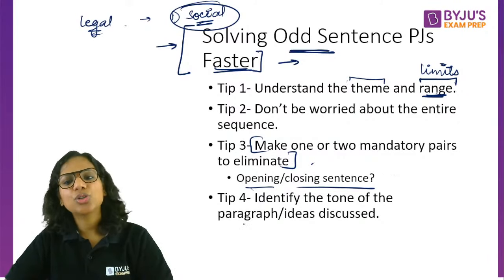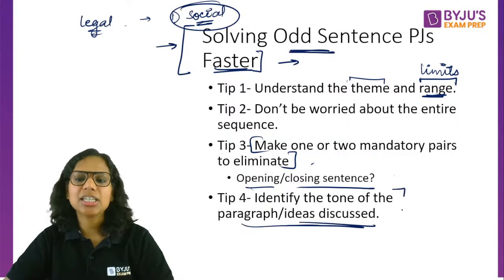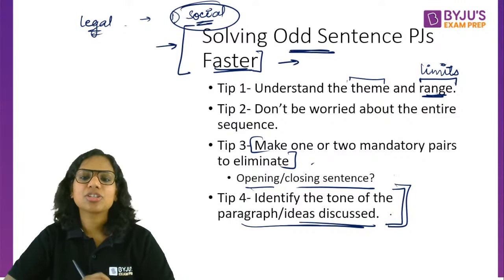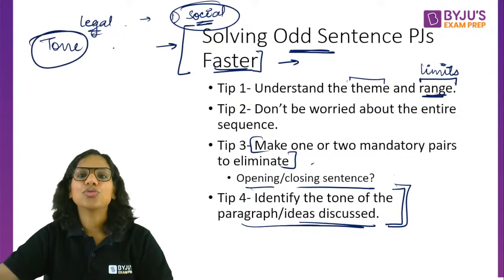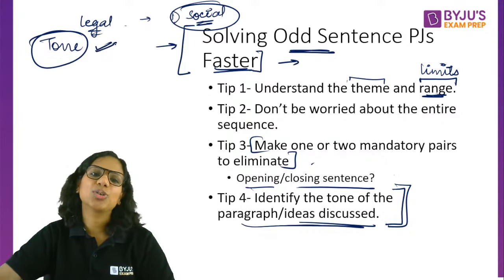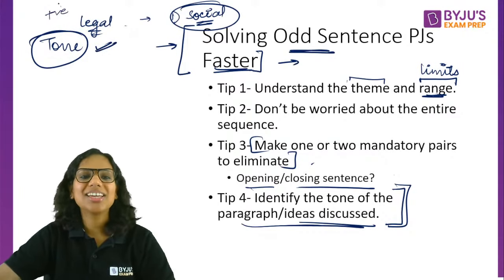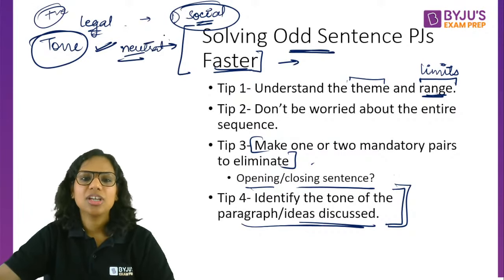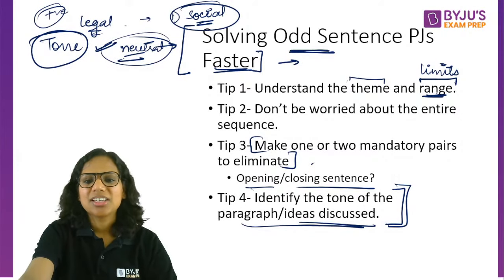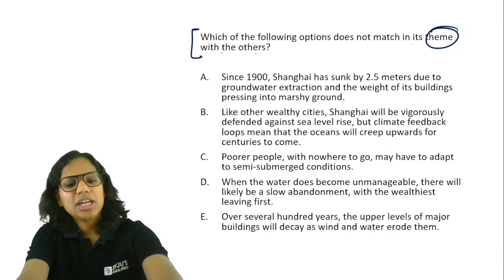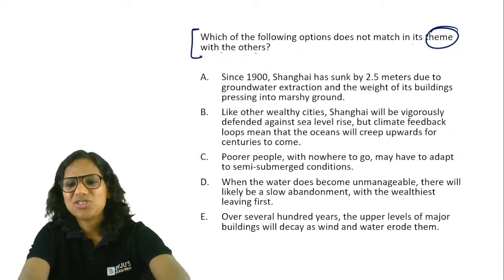Lastly, identify the tone of the paragraph or ideas discussed. If you're able to do this, sometimes actually the odd sentence out is the one that does not match the tone of the paragraph. उसकी ना टोन ही अलग होगी. लेट्स से अगर पैराग्राफ सारा पॉजिटिव है, so then this one would be, let's say, relatively neutral. This one option. So through the tone you understand, okay, this is the odd one out. So keep these things in mind and you will fare well in this question type.